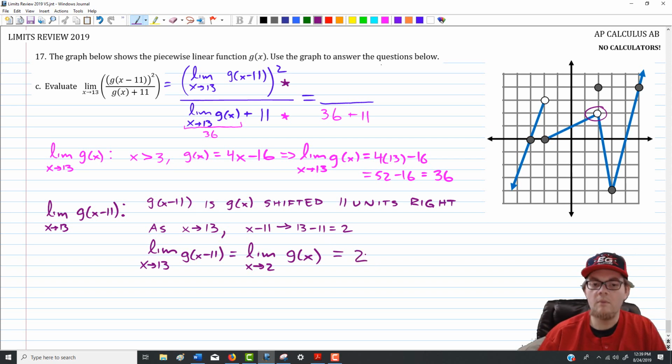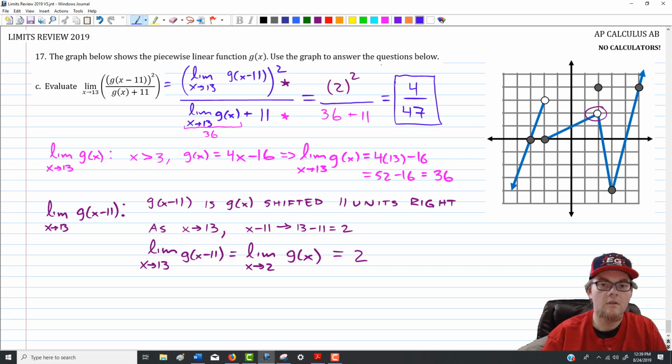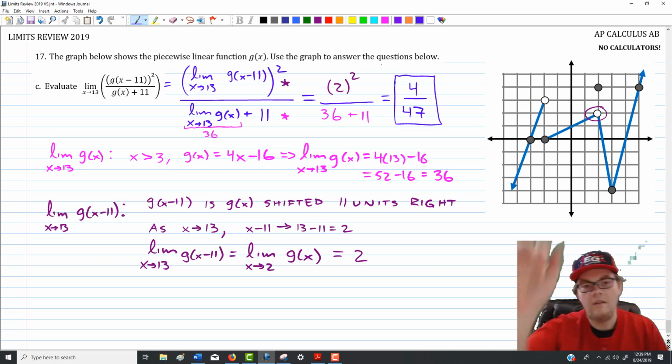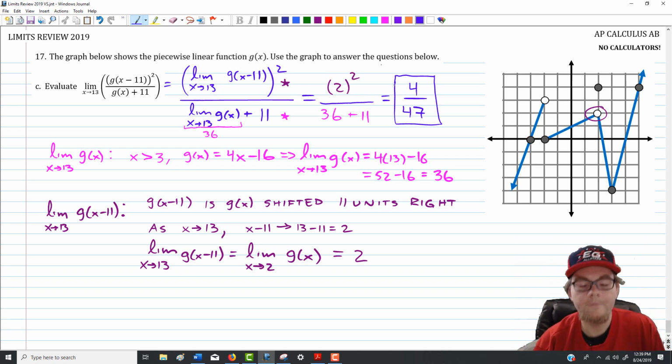So given that, we were able to locate our value, and it was all about transformations, figuring out what that transformation does, and then evaluating the appropriate limit at the original graph. Having the value of 2, though, means that we can go finish this off. That limit is 2, and of course we're squaring it. Bringing it all full circle here, we'll get that our limit has value 4 over 47. And that completes the limit review.